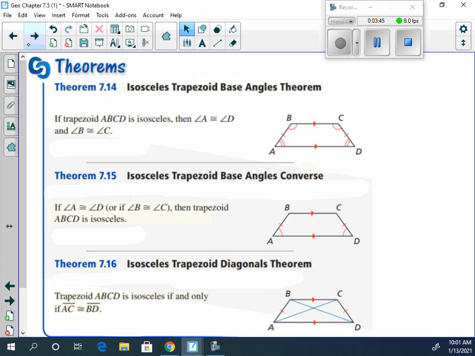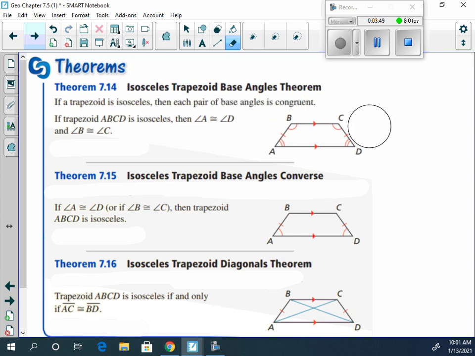Now you already have these down. We're going to look at these theorems one at a time. If a trapezoid is isosceles, so the two non-parallel sides, the legs, are congruent, then each pair of base angles is congruent. So the base angles are going to be congruent if it's an isosceles trapezoid. They're going to be the same.